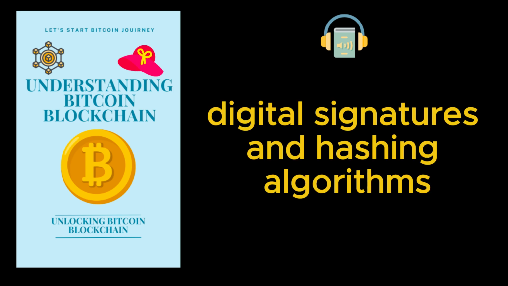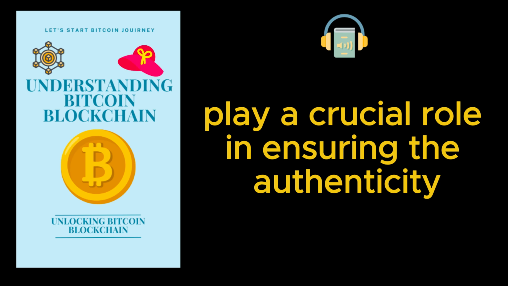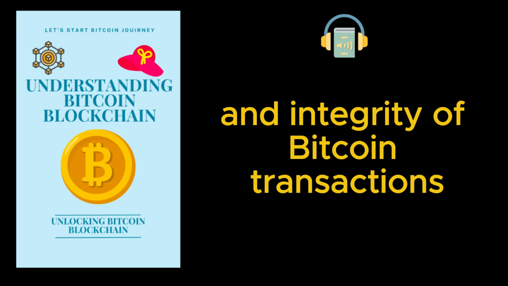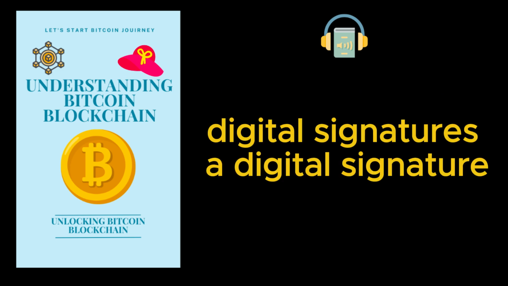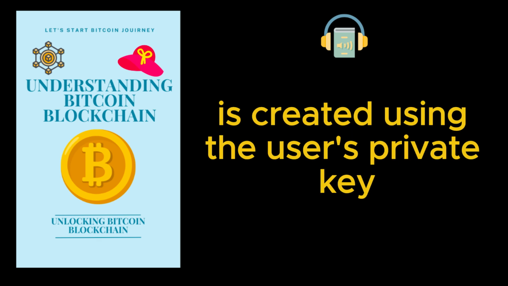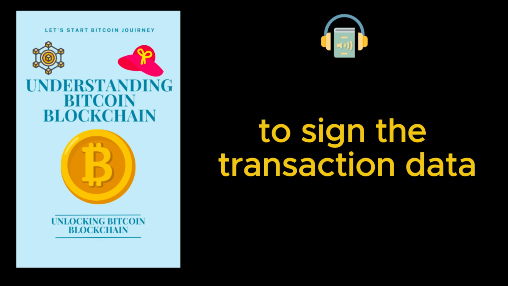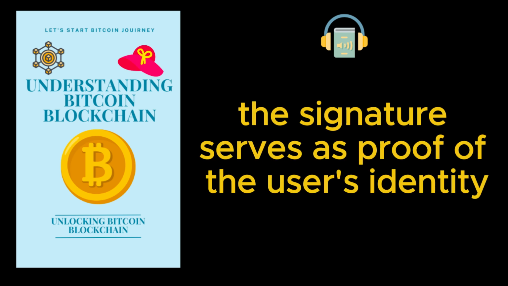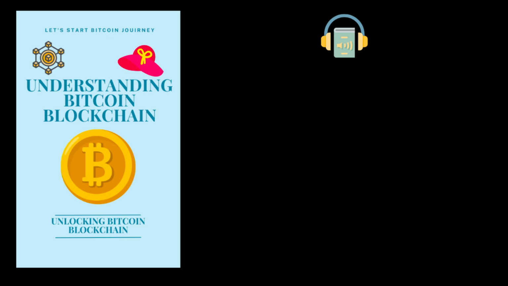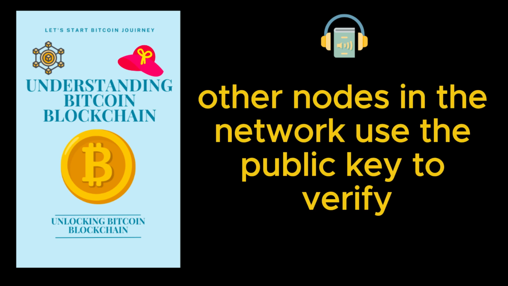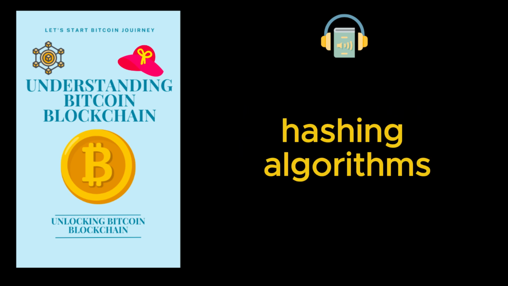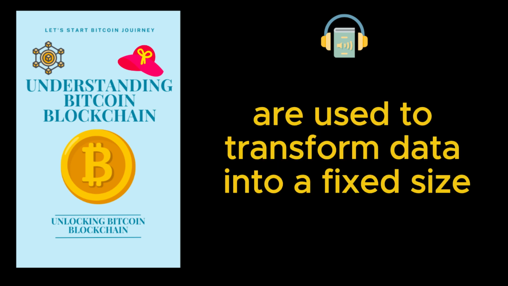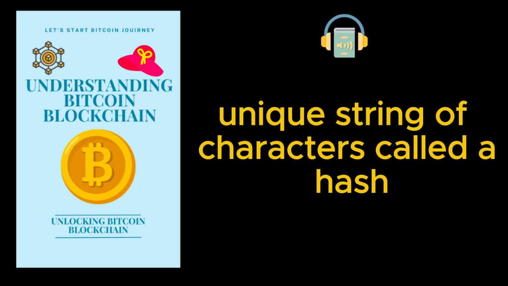Digital signatures and hashing algorithms. Digital signatures and hashing algorithms play a crucial role in ensuring the authenticity and integrity of Bitcoin transactions. Let's explore how these cryptographic techniques work. Digital signatures. A digital signature is created using the user's private key to sign the transaction data. The signature serves as proof of the user's identity and authorization of the transaction. Other nodes in the network use the public key to verify the digital signature and confirm the authenticity of the transaction. Hashing algorithms. Hashing algorithms are used to transform data into a fixed size, unique string of characters called a hash.